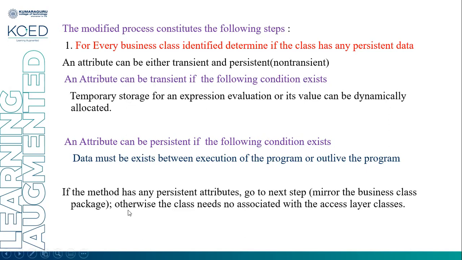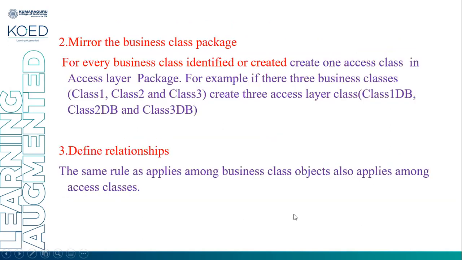An attribute can be persistent if the following condition exists: the data must exist between executions of the program, outliving the program's flow. If the method has any persistent attribute, go to the next step, that is, mirroring the business class package. Otherwise, the class needs no associated access layer classes.